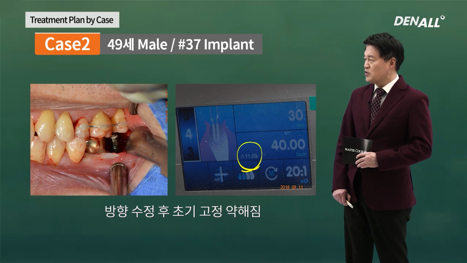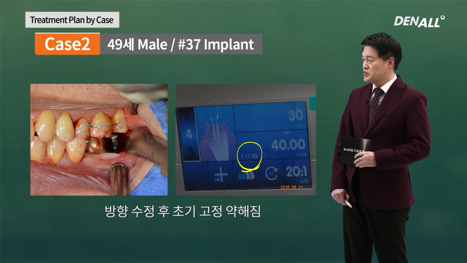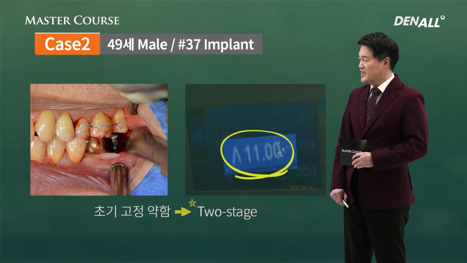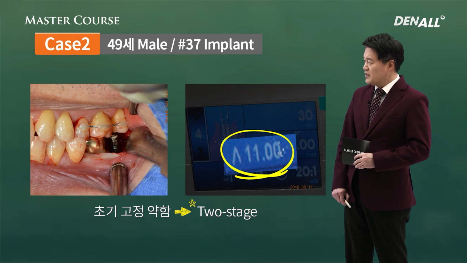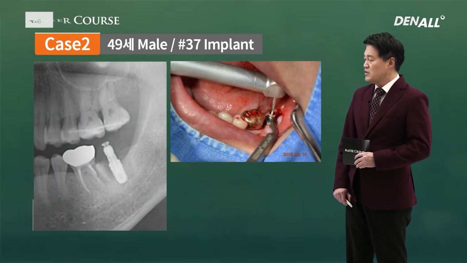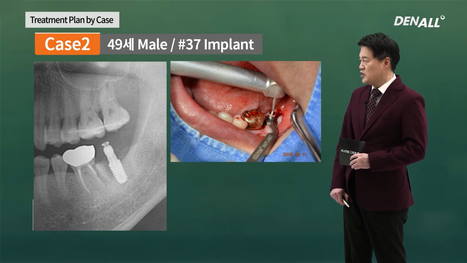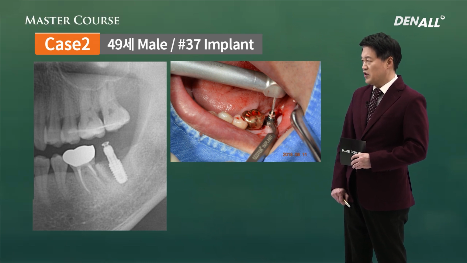The direction was towards the functional cusp of the opposing arch, and the space was over 8 millimeters, so there was no issue in doing the prosthesis. As the direction was changed once, the initial stability was weak, so I chose a two-stage surgery. When the torque value is not strong, the fixture can come out when you remove the mount, so you have to use an open wrench to hold the mount and then remove it.